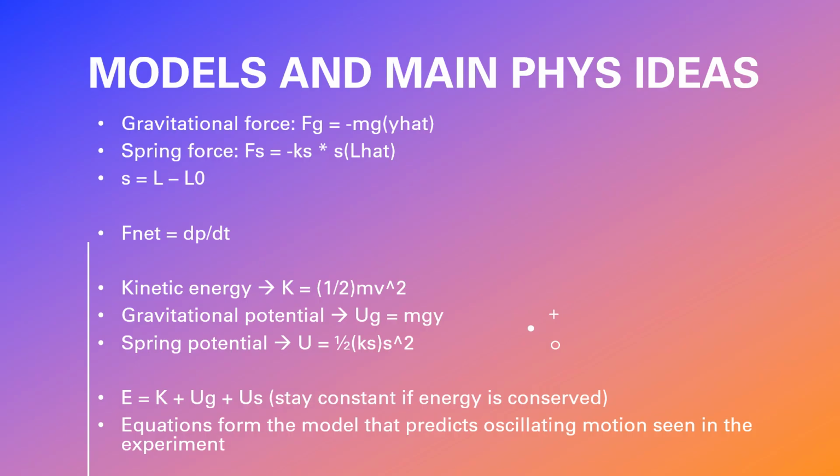Using the momentum principle, F net equals change in momentum over time. I updated velocity and position over small time steps. Energy terms used in the model were kinetic energy, gravitational potential energy, and spring potential energy, and the total energy was all 3 added together, and it should stay constant if energy is conserved.